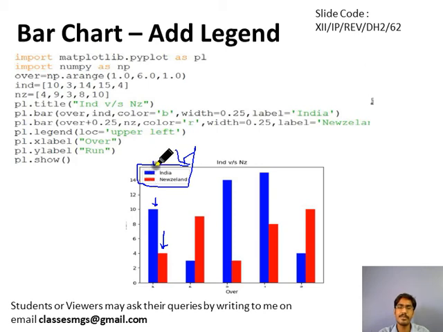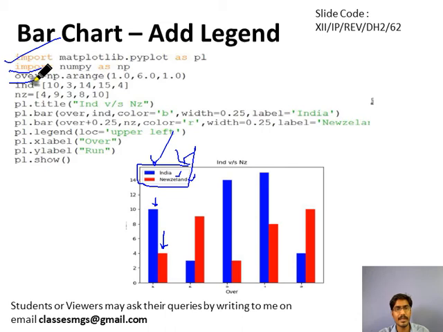So for that purpose we use legends in the bar graph, to show the user that the data shown in blue color is of the Indian team, and the data shown in the red color bars is for the New Zealand team. Other things will remain the same.